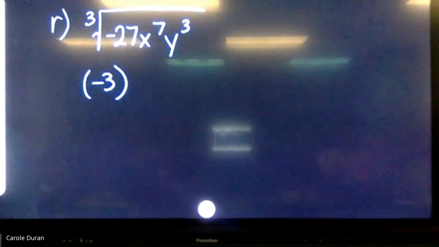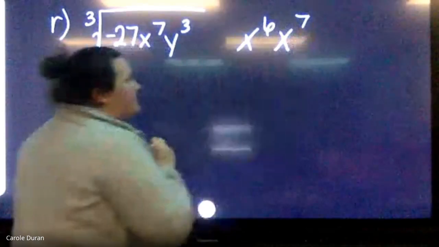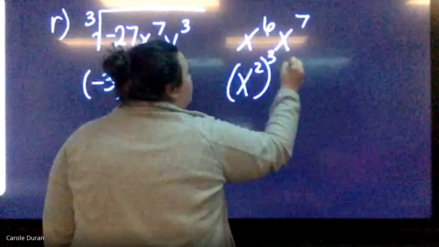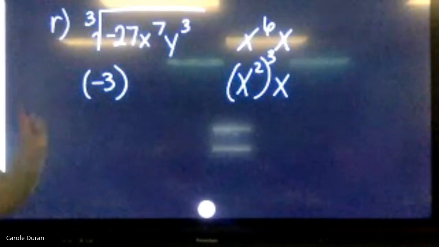Then I take this into the x to the 7, this last part, I promise. 7 is not a multiple of 3, but what is? 6. So I need to break this down into x to the 6 and x. The x to the 6 becomes x squared cubed, and then I just have an x to the 1 out there, because 6 plus 1 is 7.